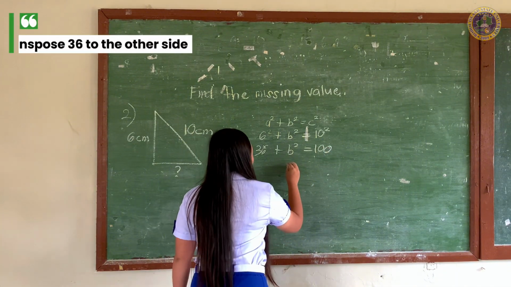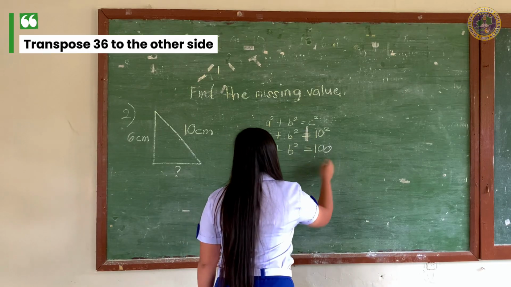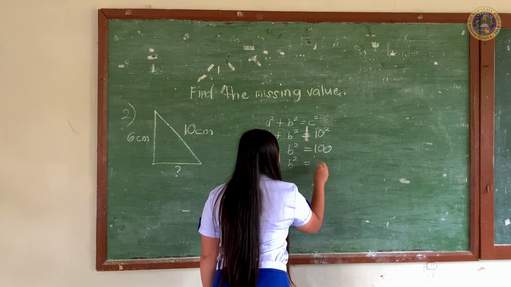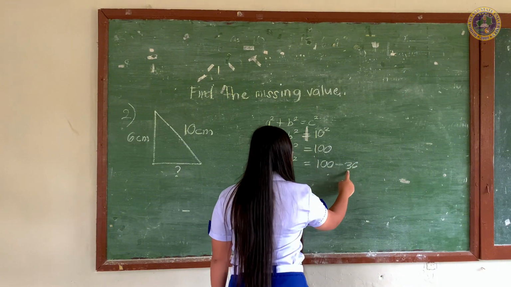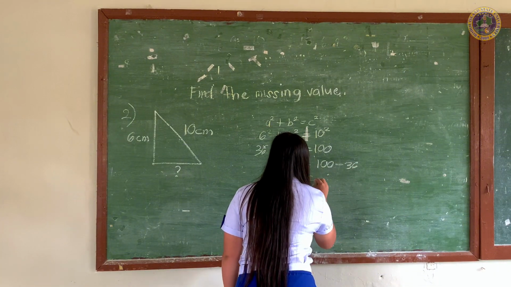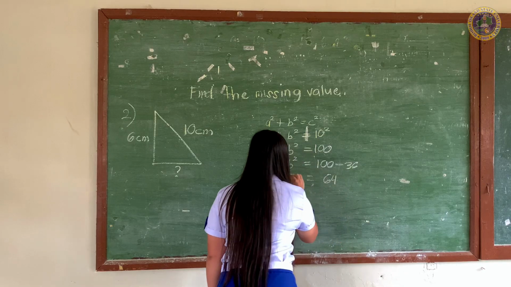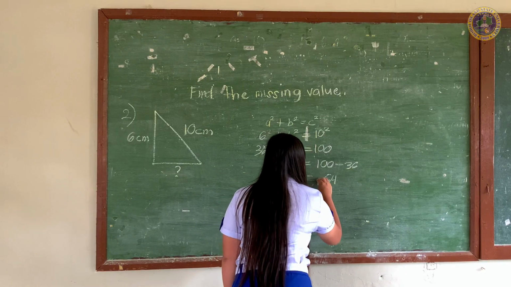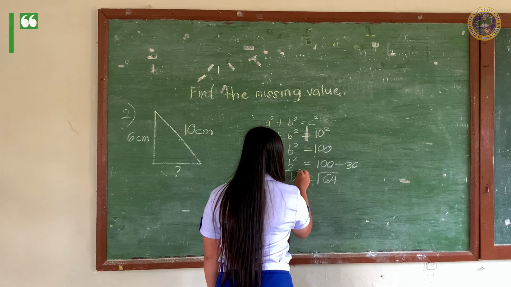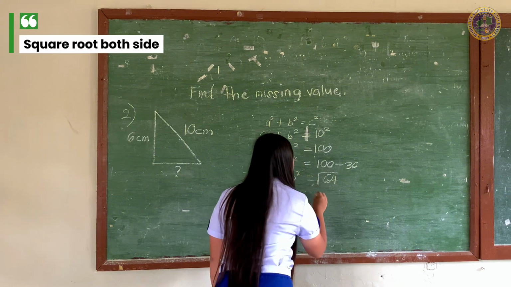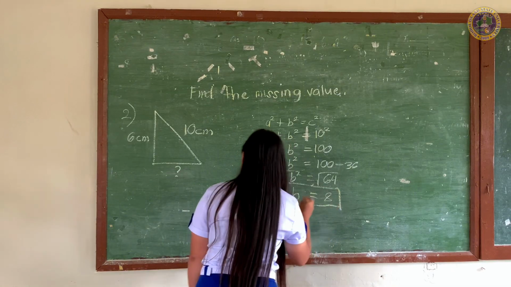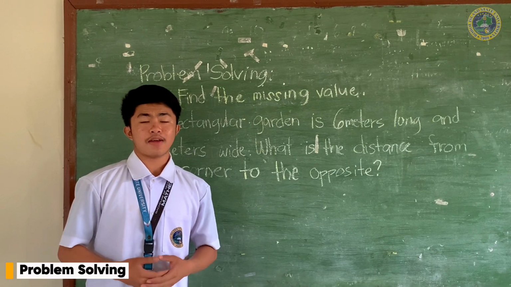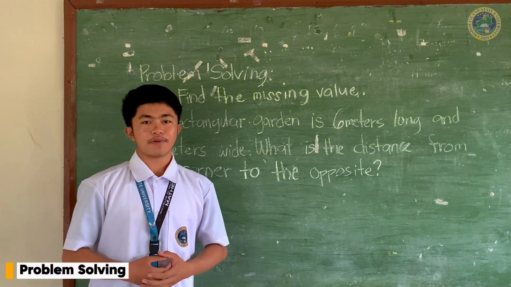So let's transpose the 36 to the other side, and then subtract: 100 minus 36 is 64. Then square root to cancel this. So the square root of 64 is 8. Therefore, the missing side is 8. Since we already understand the concept, let's proceed to the problem solving.